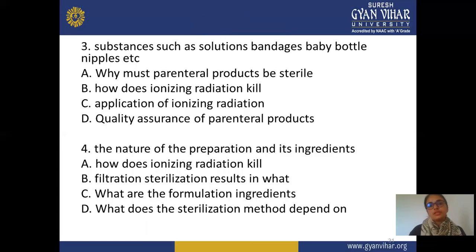Next is the third question, on substances such as solutions, bandages, baby bottles, nipples, etc. Of the four options, A is why must parenteral products be sterile. B is how does ionizing radiation kill, and C is the application of ionizing radiation. D is the quality assurance of the parenteral product.